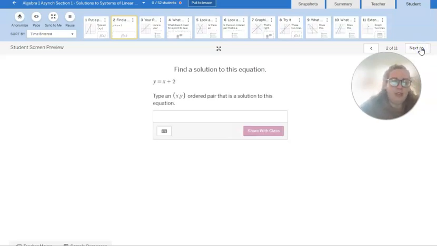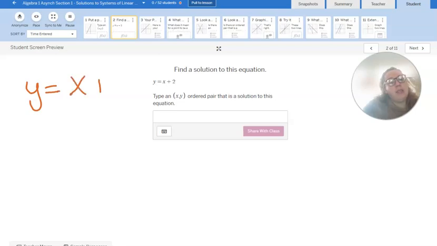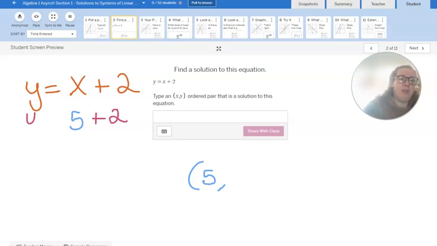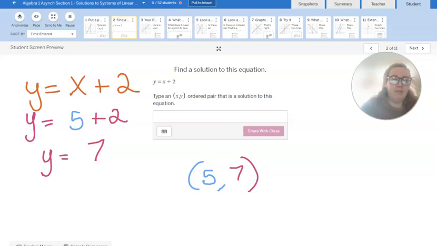Find a solution to this equation. Type in x comma y that is an ordered pair to this equation. So our equation is y equals x plus 2. Whatever x is, we add 2 and we get our y. So let's say x is 5, we would have 5 plus 2 would equal our y. 5 plus 2 is 7, so our y coordinate is 7. So this point, 5 comma 7, is on this line, right? We took our x, which is 5, and we added 2.